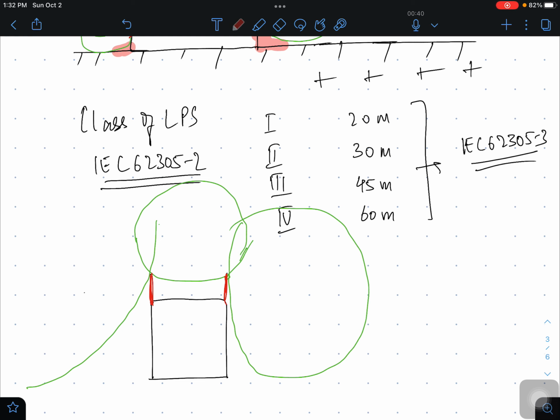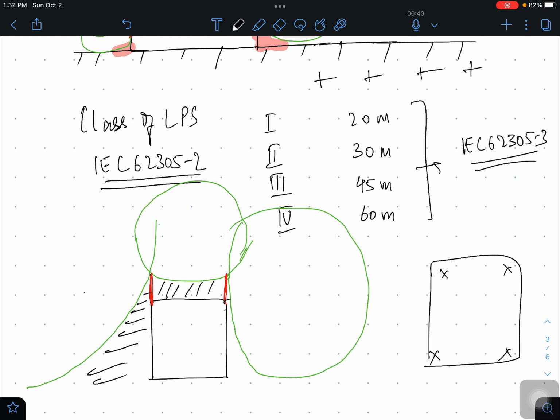If you see the plan, the top view, here are your 4 rods, and here on the top will be your sphere. This we will understand in the next lecture, just giving you an idea that this area is now protected, this area is getting protected. So everything within this area is all protected by this sphere.